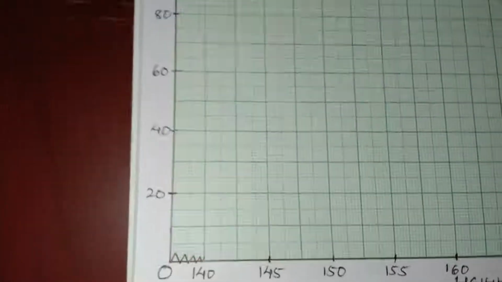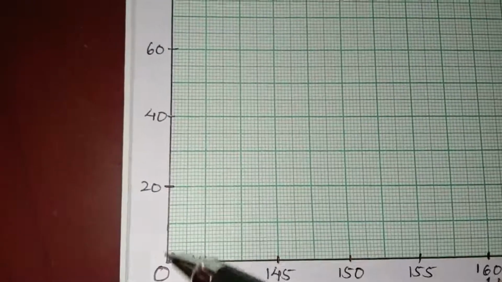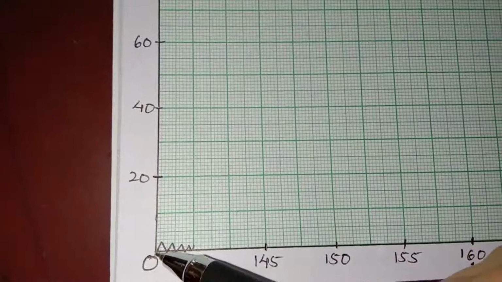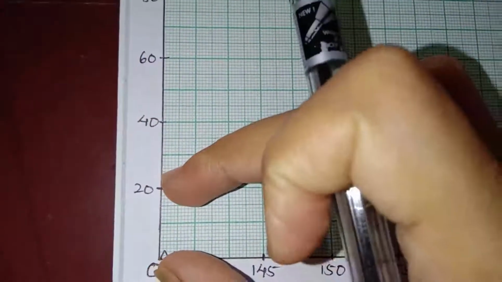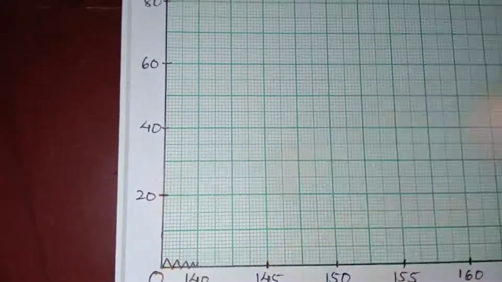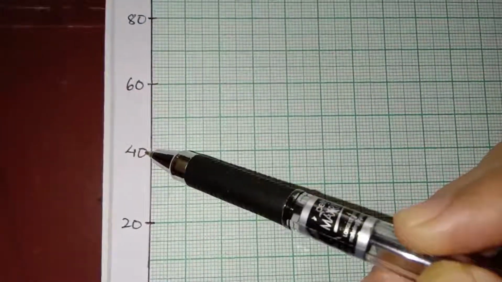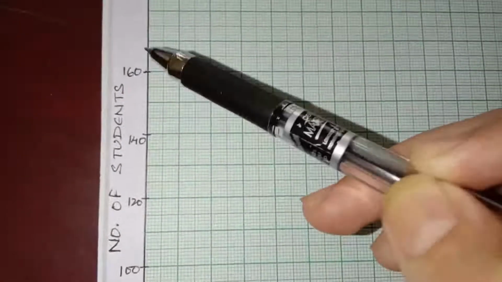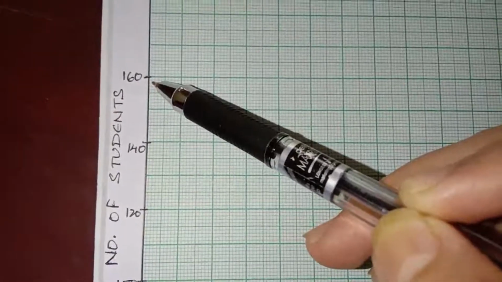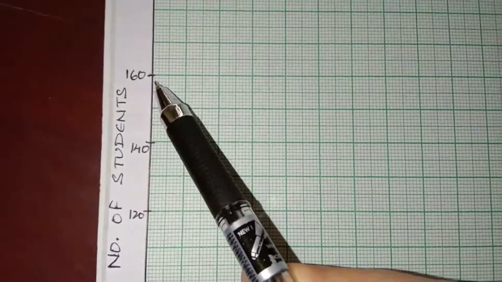Now on the y-axis it is given to take 2 centimeter equal to 20 students. So you have to take exactly 2 centimeter, a gap of 20. After 20, 40 will come, then 60, 80, 100, 120, 140, 160. Till 160 only you have to write. Do not write extra numbers, because N is 160.